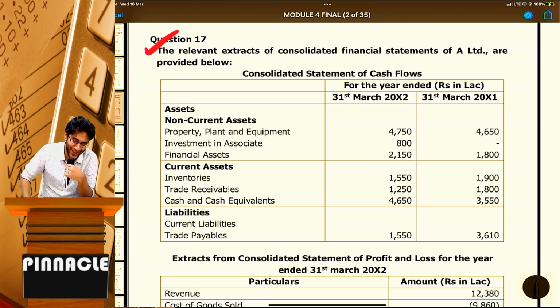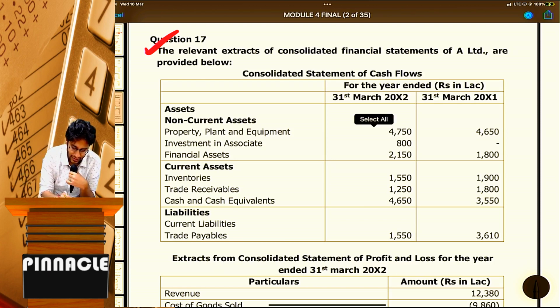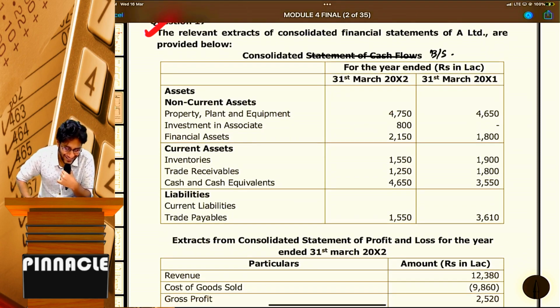The relevant extracts of consolidated financial statements of, his name is Rajendra, sir, if somebody doesn't know. The relevant extracts of consolidated financial statements of A Limited are provided below. Sir, this is the consolidated balance sheet. Last year data and current year data are given for PPE, investment in associate, financial assets, inventories, trade receivables, cash, current liabilities, trade payables. It's not a full balance sheet, just an extract.